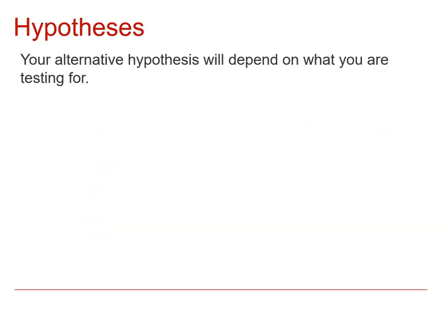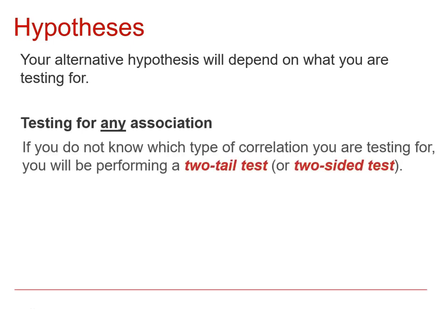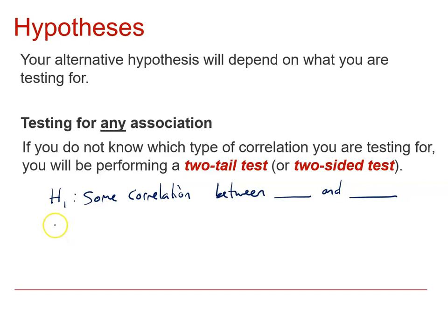Our alternative hypothesis will depend on what we're testing for. If we're testing for any association, then we don't know which type of correlation we're testing for, positive or negative. So we will be performing a two-tailed test or a two-sided test. So our hypothesis will look like one of the following. Either some correlation between whatever the one variable is and whatever the second variable is, or rho is not equal to 0.